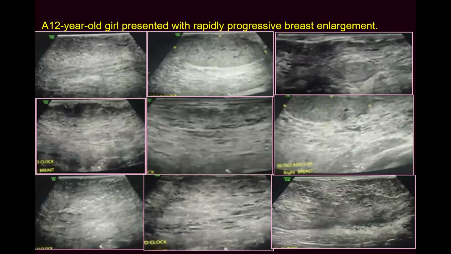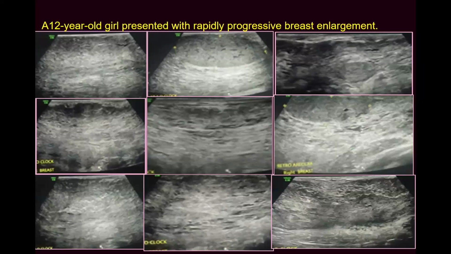Okay, this is a 12-year-old girl presented with rapidly progressive breast enlargement. She was sent to me for opinion by a Sudanese colleague who is working in Saudi Arabia. Thank you to her for sharing this case with us.